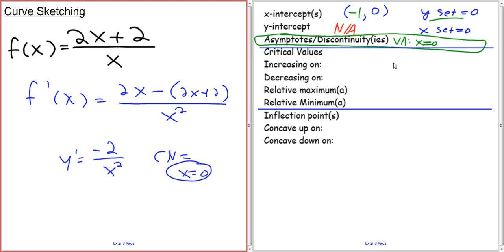That's a critical number, which makes sense because it's an asymptote. All the asymptotes are going to have something weird happening at them, right? Something's going to change or shift. There's going to be something different. So whenever you have a discontinuity or an asymptote, guess what?